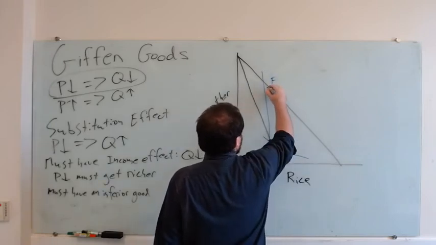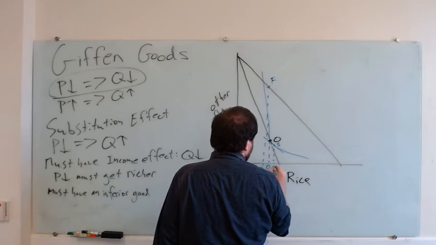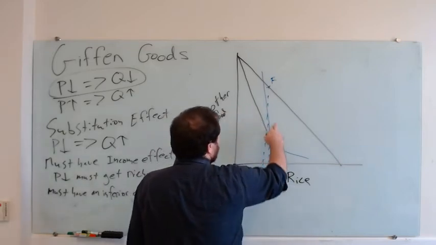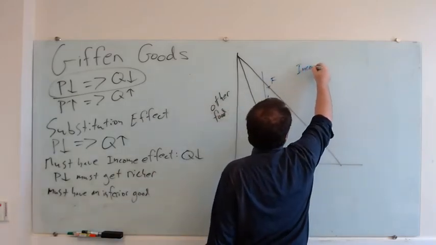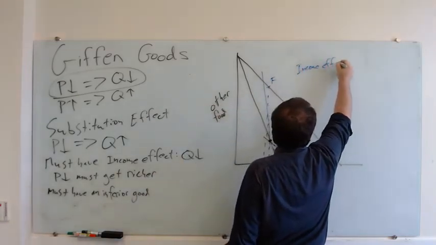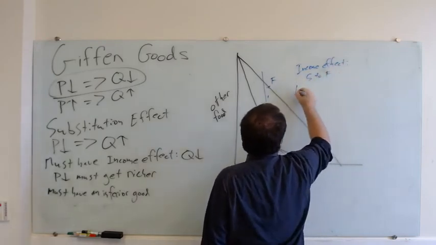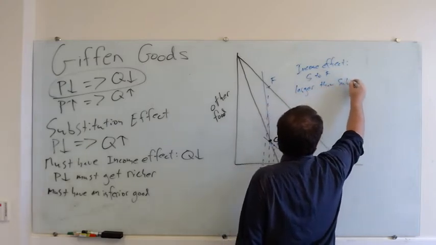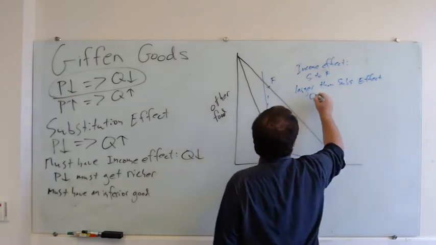So we might end up with a final point where we actually consume less rice than we did initially, right? And the reason being that our income effect, S to F, is larger than the substitution effect, right? O to S.